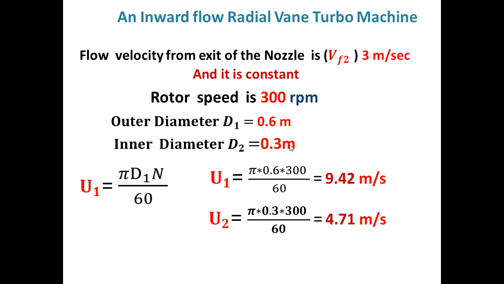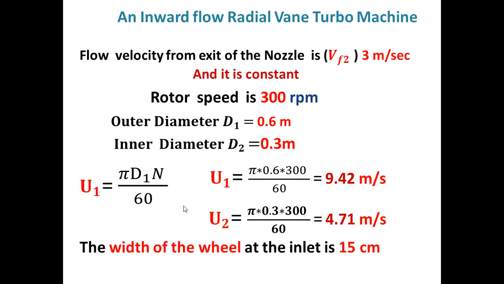Also you can write here it is half of the D1, therefore it will be half of this one. Sometimes in the examination, they will give that the outer diameter is twice the inlet diameter, that is D2 is 2 times D1, like that they will give. Please keep that in your mind. Width is given as 15 cm, that is equal to 0.15 meter, that is B1.